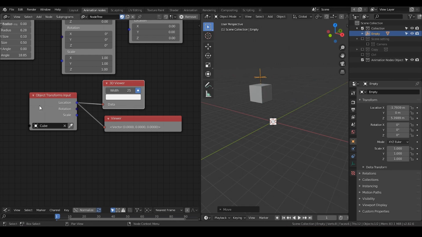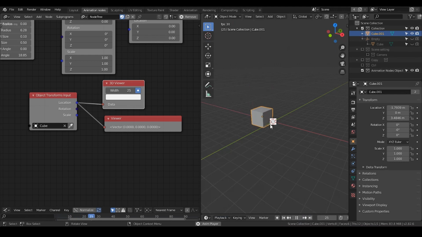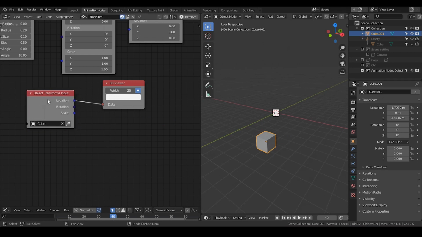And the other case where the transform will not work is if you're activating the physics. So now let's just generate another cube. And if I play this animation, then it will just fall. But you can see the location does not change at all. It's beyond the control of the transform. It's not the transform that drags these cubes, but something else drags these cubes down. So if I would like to use the location of this cube to do something, then I cannot actually use this object transform input.